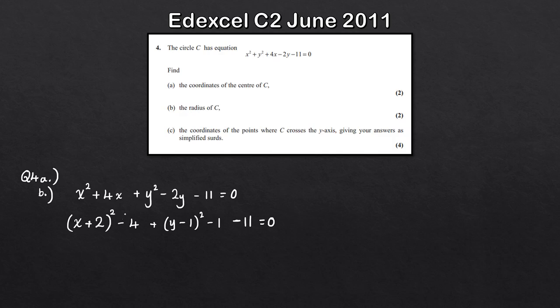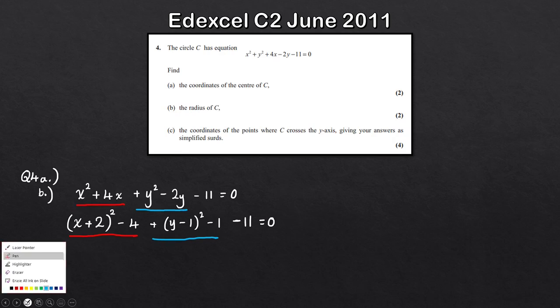So what I've done there is just complete the square on 2 different parts. If I highlight that in 2 different pen colours, this red part corresponds to this part, and in blue, this part corresponds to this part. The minus 11 is just left over from both parts. And all we can actually simplify here is the minus 4, minus 1, minus 11, and that will give us minus 16.